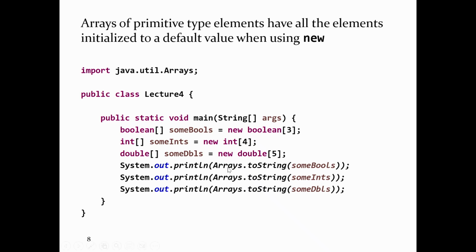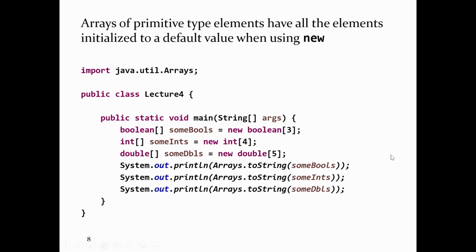The way you do that is you use this method called Arrays.toString, and pass in the array. It takes the array, computes a string equal to the elements of the array, and returns that string. Now I can print the string. So it's slightly awkward to print an array of stuff in Java.